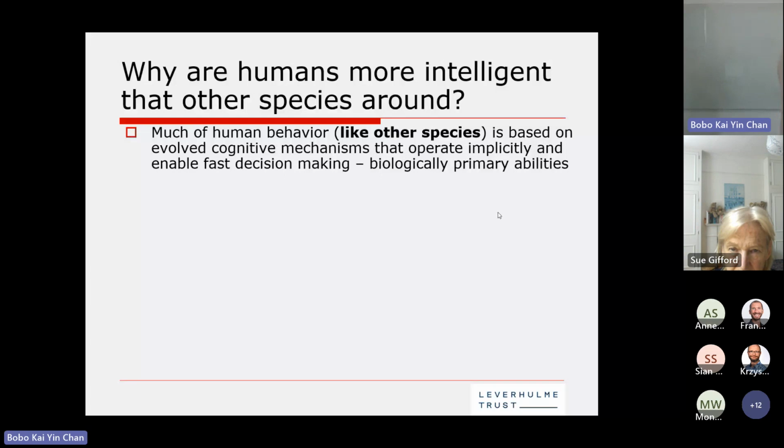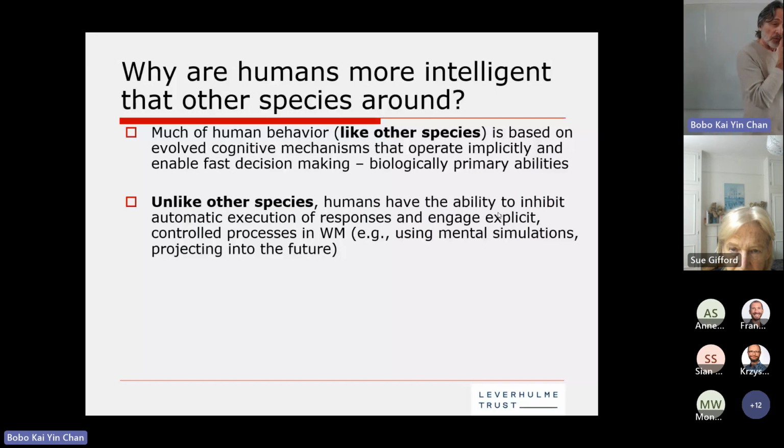It's called instinct in other species, but that's pretty much the same. And we use all of that in everyday life. But unlike other species, we have the ability to inhibit the execution of that automated type of action based on primary abilities and engage controlled cognitive processes in working memory. This is why working memory possibly evolved, to enable us to do these control processes, some kind of mental manipulations, mental simulations, and so on, to think about some projection. That is essential for survival, and that gives humans a significant advantage in evolutionary terms.